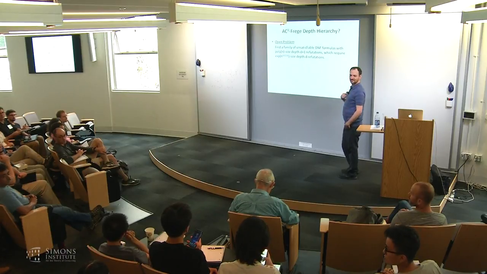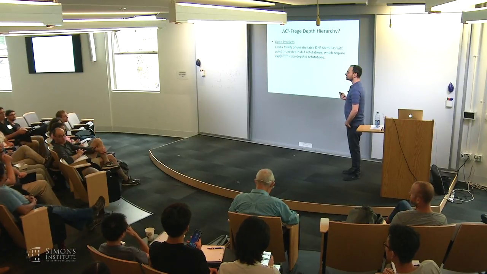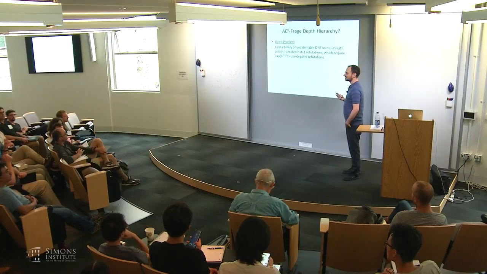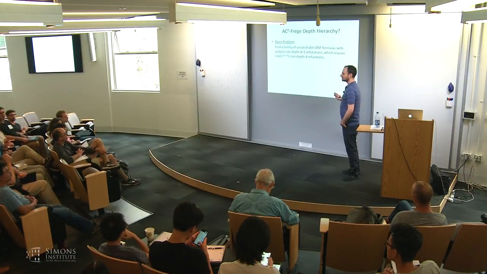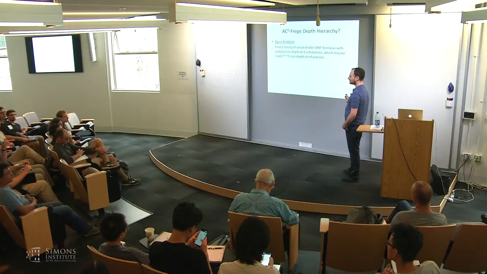If you compare resolution to AC0 Frege, okay, so that's a good example. The weak pigeonhole principle, for example, has quasi-polynomial size, constant depth proofs.